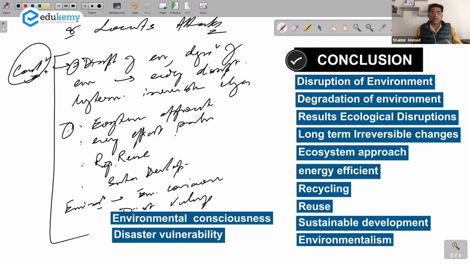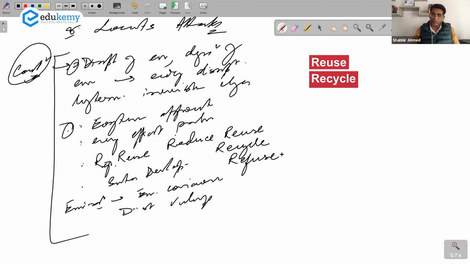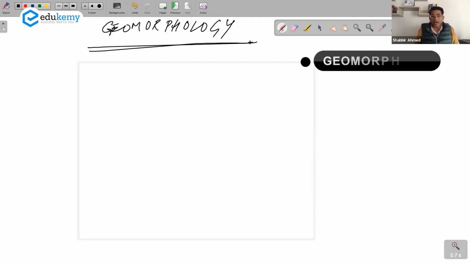So disruption is not good, irreversible changes, the earth is on the verge of collapse because of these ecological disruptions. We need to have energy efficient solutions, an ecosystems approach, talk about the principles of recycling, reuse, reduce. You know about reuse, recycle, refuse. You could have a diagram around this if you want. Talk about sustainable development, the sustainable development goals if you can, one or two of them, to reduce our disaster vulnerability.